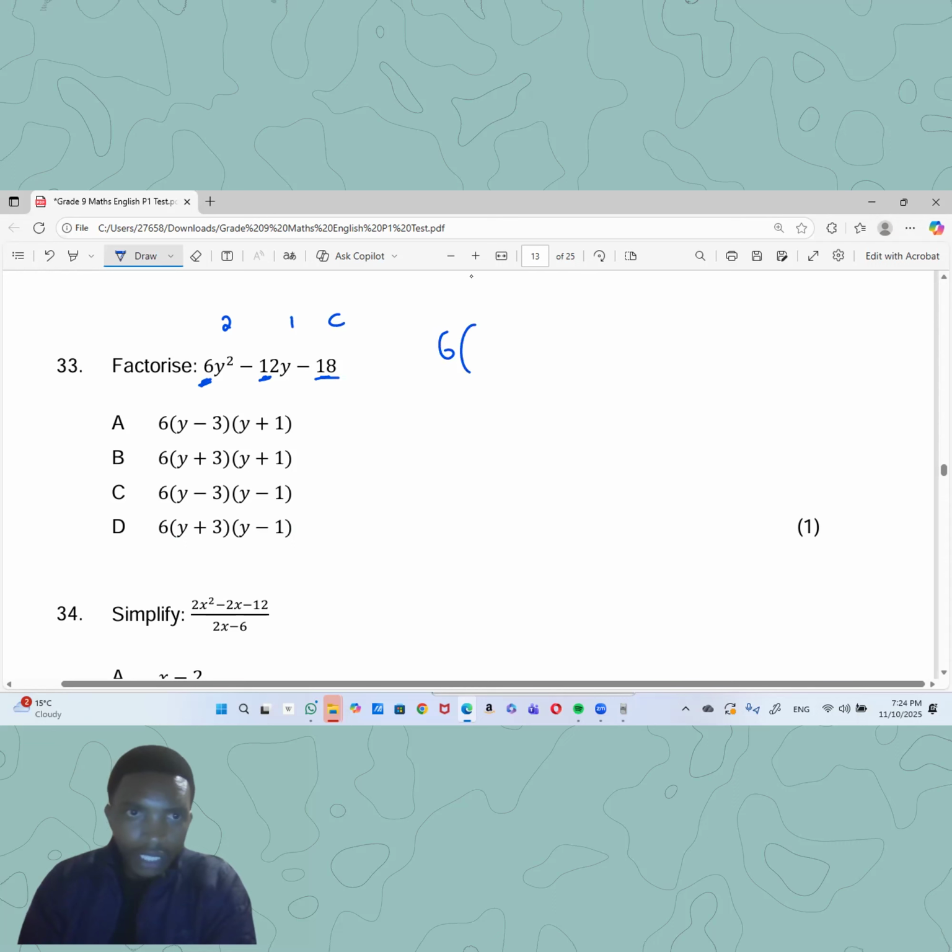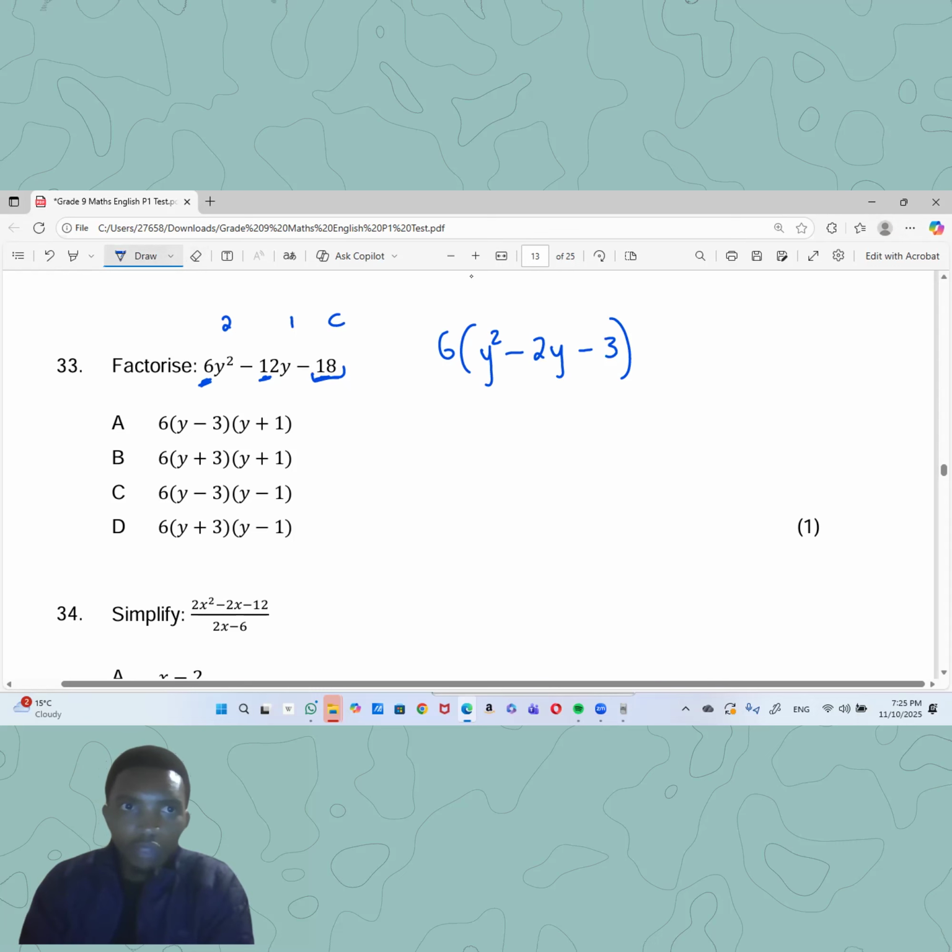Inside a 6, how many 6s do we have? One. So for the first one it's going to be only that. Minus, inside 12, how many sixes do we have? 2. Minus, inside 18, how many sixes do we have? 3. This bracket that we have, is it a trinomial bracket? Yes, it's a trinomial. And if it's a trinomial, how do we factorize it?